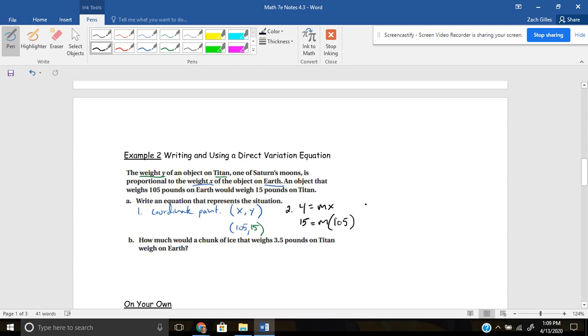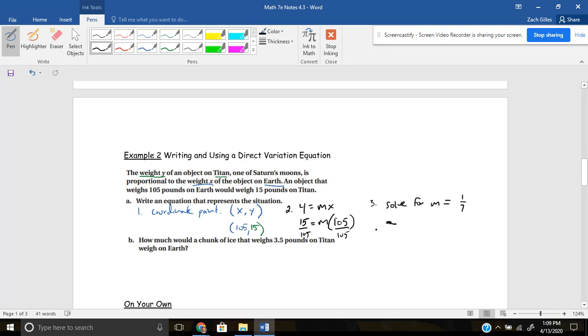Last step here, let's solve for the letter m. So m is being multiplied by 105, so to undo that, I would divide by 105 on both sides, and m would equal 15 divided by 105, which simplifies down to 1/7. I can divide each by 15 there. Okay, so my slope is 1/7.